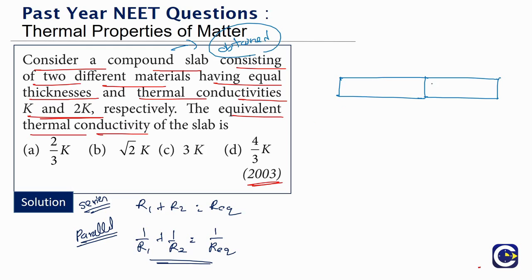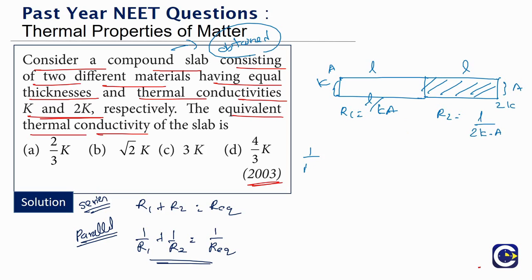So first let us look at the series arrangement. First slab: length is L, conductivity K, area of cross section A. So what is R1 here? L by Ka. What is the second one? R2: length is the same, area of cross section is the same, but conductivity is 2K, so it is L by 2K into A. Series means R1 plus R2 is equal to R equivalent. So R1 is L by Ka plus R2 is L by 2Ka, that is equal to R equivalent.